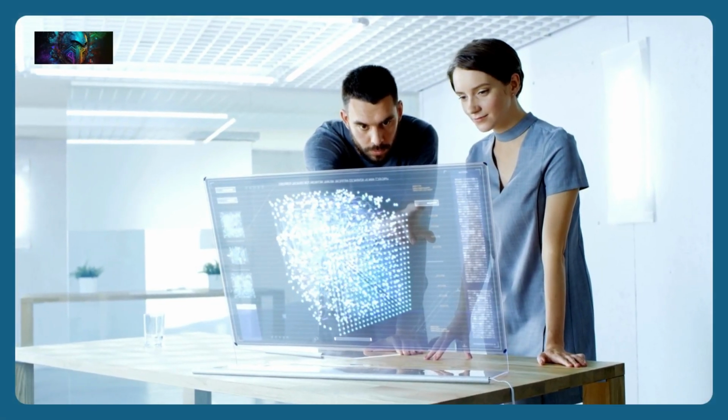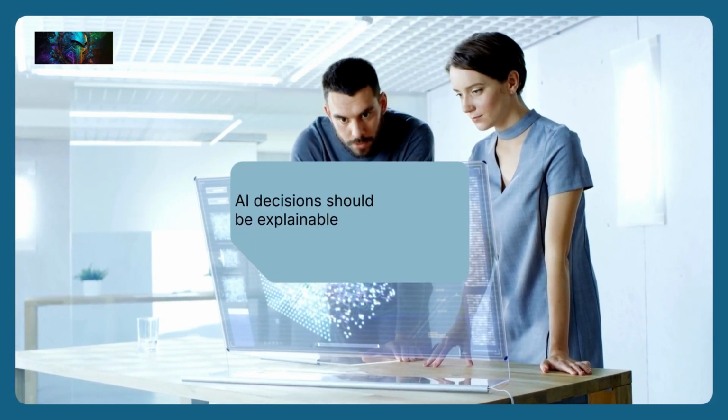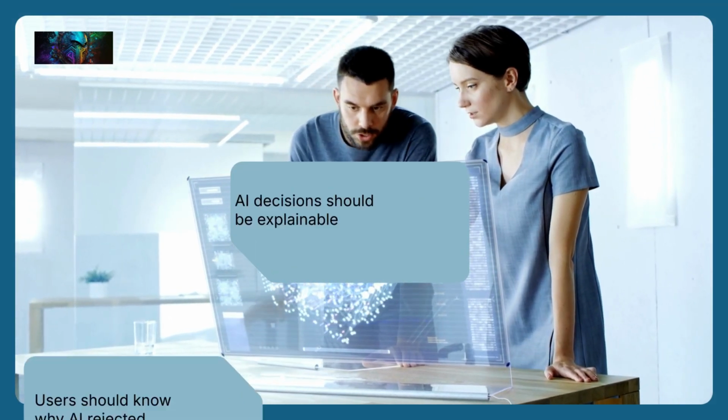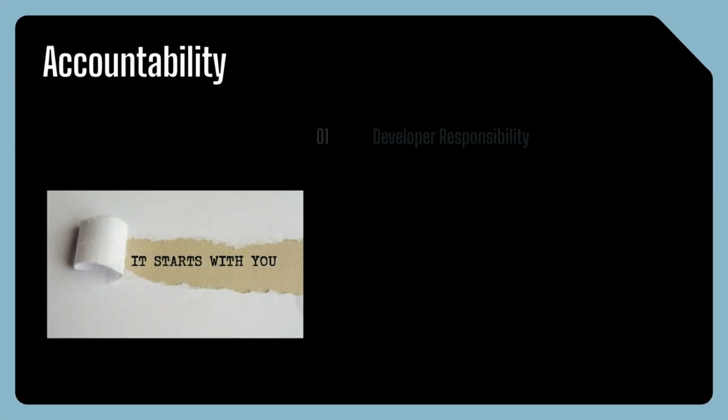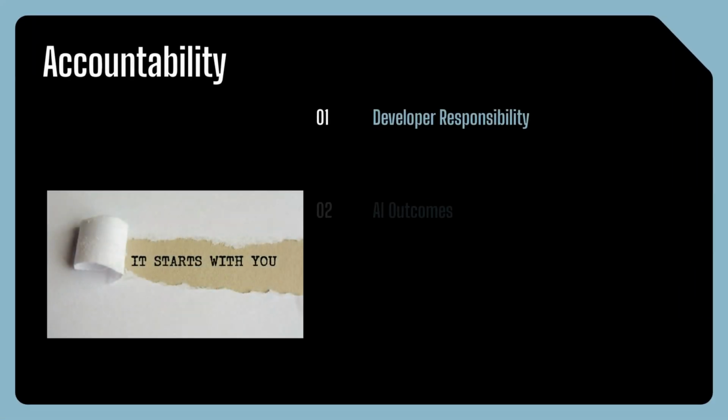5. Transparency: AI decisions should be explainable. Example, users should know why an AI rejected their loan application. 6. Accountability: developers should take responsibility for AI outcomes. Example, companies must test AI models for bias before deploying them.